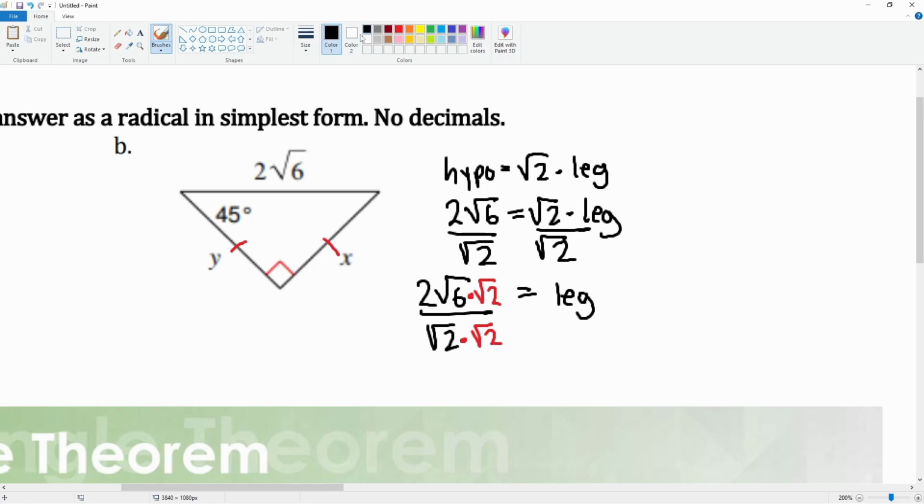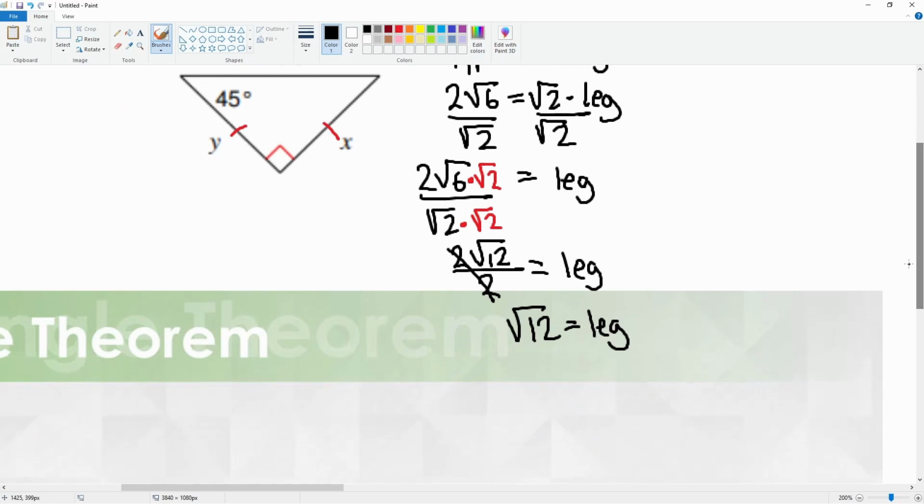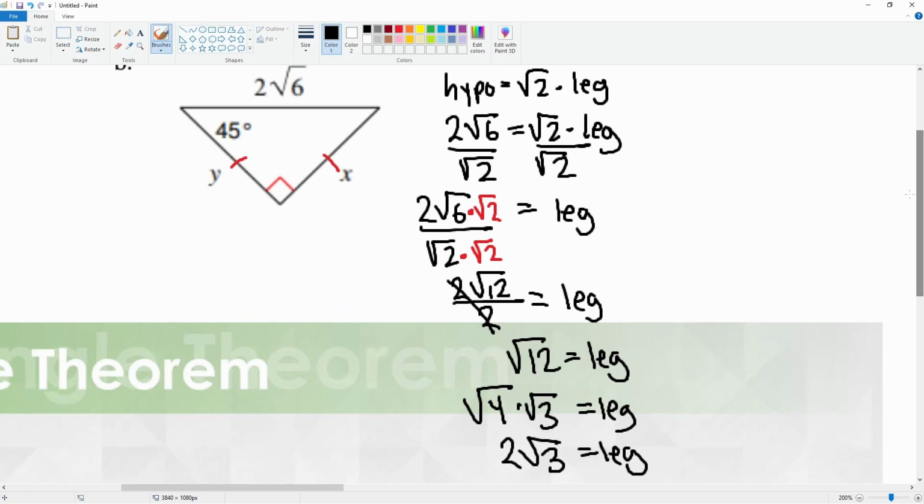This is now going to do some simplifying. On top, it becomes 2 radical 12. On the bottom, it is 2 times 2, which is radical 4, which becomes 2. This cancels, leaving you with just radical 12 equal to the leg. But radical 12 can be broken down into radical 4 times radical 3, which simplifies to just 2 radical 3 as the leg. So there you go.